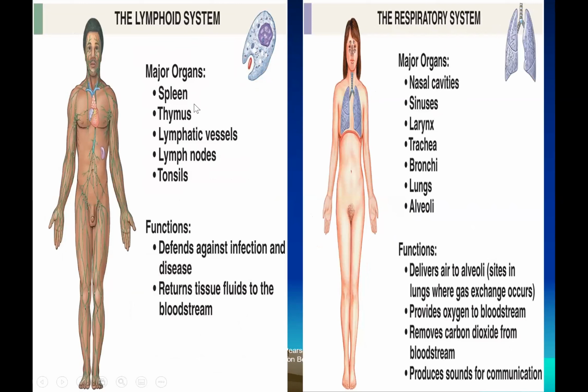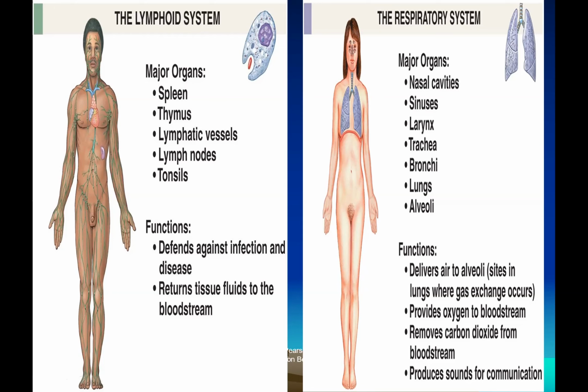The lymphatic system, the organs, it includes the spleen, thymus, lymphatic vessels and lymph nodes, and also tonsils. They are the policemen of your body. They will defend the body against infection and disease. And there's a little bit of spillover blood from the arteries. So they are going to suck up all the spillover blood in your tissues, and it'll decant it back into the vascular system.